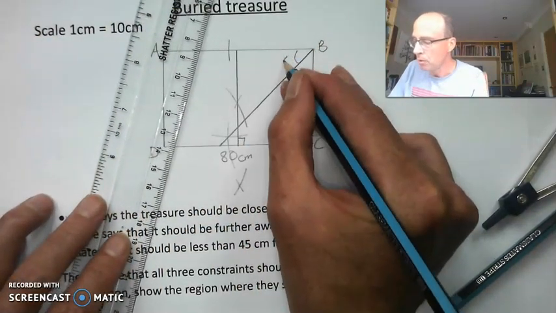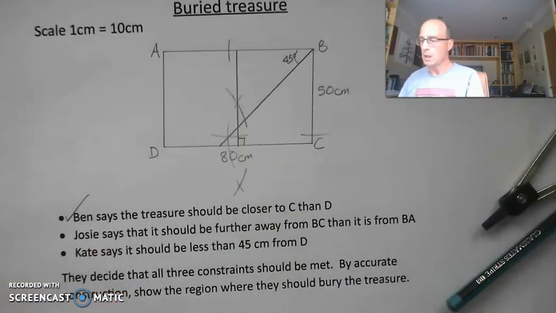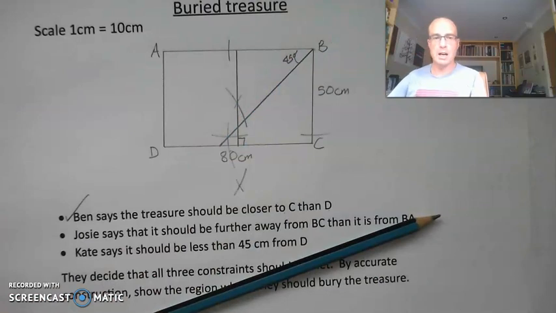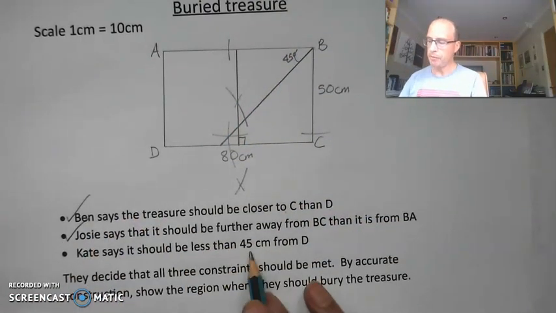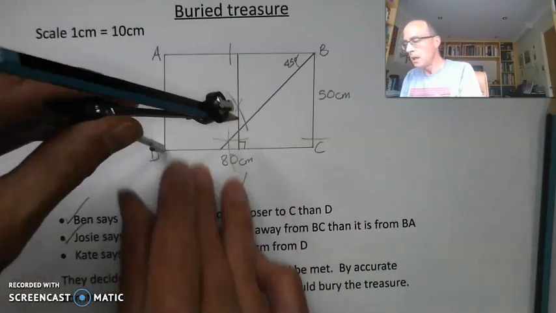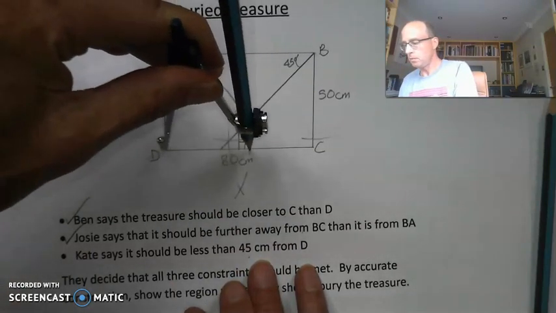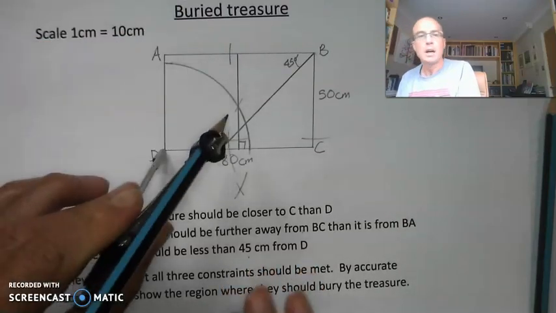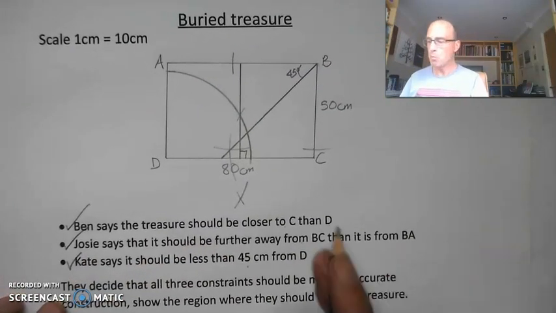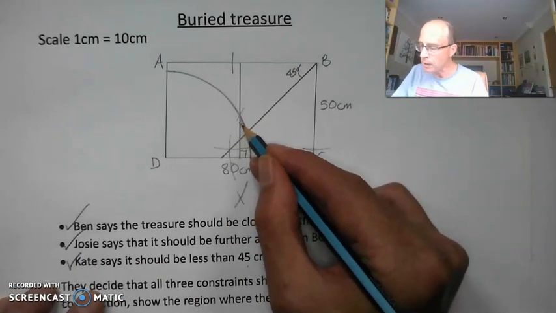That's going to be 45 degrees. I had 90, I've cut it in half, so it must be a 45-degree angle. So I've got my perpendicular bisector, I've got my angle bisector. Let's have a look at Kate's instruction. She wanted it to be less than 45 centimetres away from D. So my compass goes on D, and I'm going to draw an arc. And we've met Kate's instruction. So this time, rather than shading the bits that I don't want, I'm going to shade the bit that I do want. I'm pretty happy that I'm looking for this piece here in the middle.